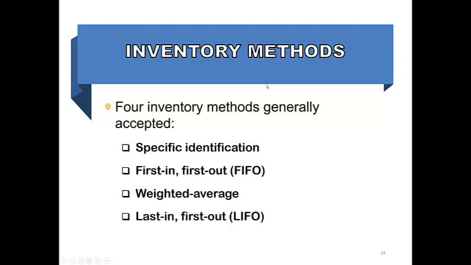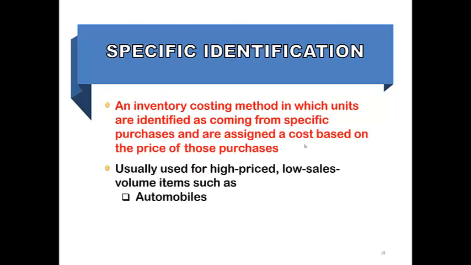There are 4 inventory methods that we're going to look at in this chapter. They're specific identification, first in, first out, weighted average, and last in, first out. So we're going to use these periodic inventory methods to cost out our inventory and also to figure out our figure for ending inventory. We'll look at specific identification first.